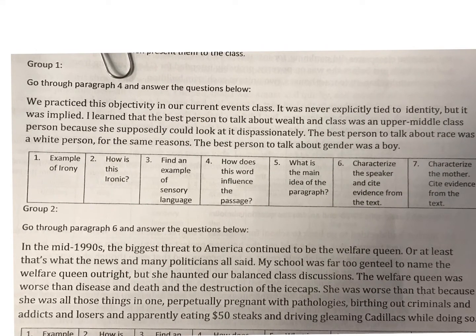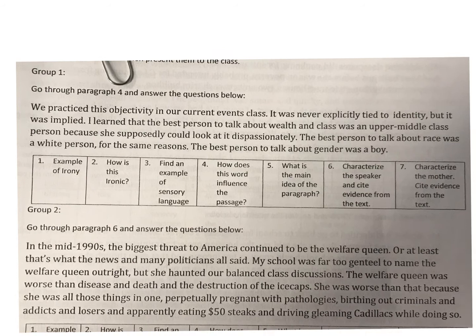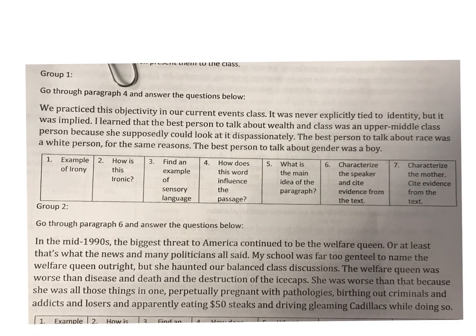All right, so example of irony. We practiced this objectivity in our current events class. Remember, irony is a contradiction. So you're looking for where in one sentence, two words are the opposite, or where one sentence is maybe the opposite of another sentence, or where she doesn't really mean that, like she's being sarcastic. That's what you're looking for in this paragraph to identify the irony.